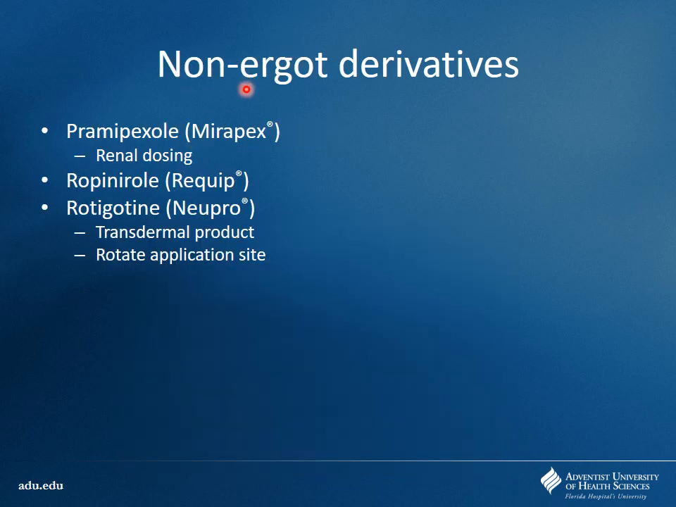We also have a few non-ergot derivatives. This is going to include pramipexole, ropinirole, and rotigotine. Some of these drugs you'll also see being used for restless leg syndrome. I'm not going to get into that too much here, but you may see them used there occasionally.